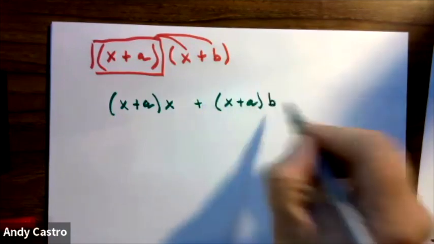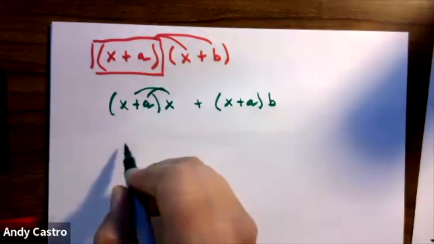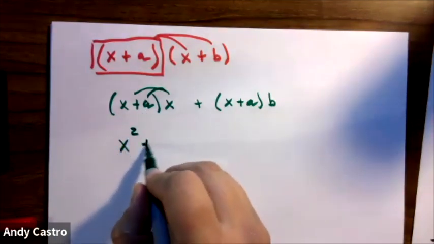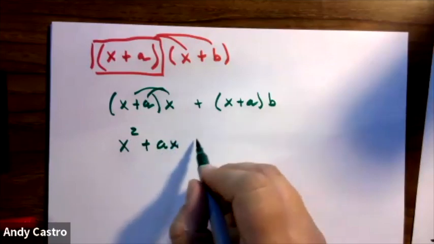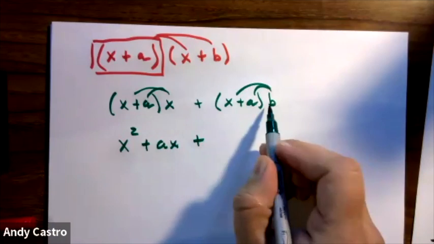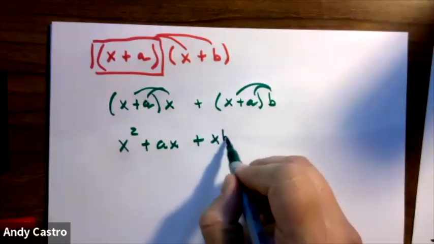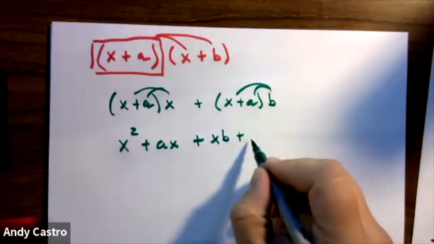a times b. Then we'll distribute in the x's. We'll have x squared plus ax. Then here we'll distribute this in. We'll have x times b plus a times b.